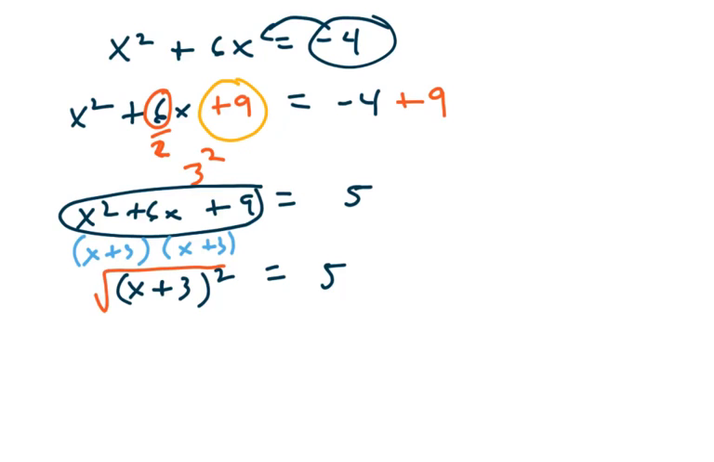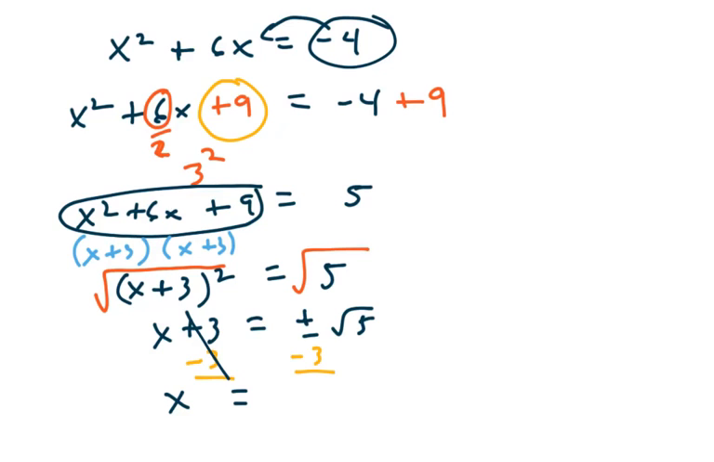All we have to do is square root both sides, and we're going to get x plus 3 equal to plus or minus the square root of 5. And then solving for x, all I have to do is subtract 3 on both sides. So x itself has to be negative 3 plus the square root of 5 and negative 3 minus the square root of 5.